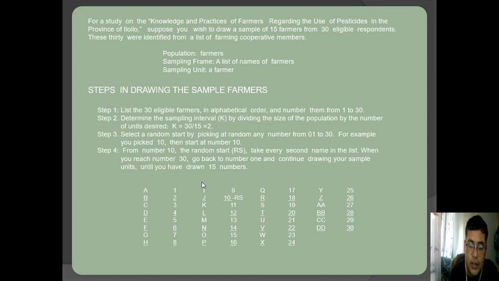So you reach number 30, so go back to number 1 and continue drawing your sample. So from 10, so 12, 14, 16, 18, 20, 22, 24, 26, 28, 30. Then balik sa number 1, so 2, 4, 6, and so on, of course, they are the sample farmers. So since you have to get 15, okay, desired number of population.